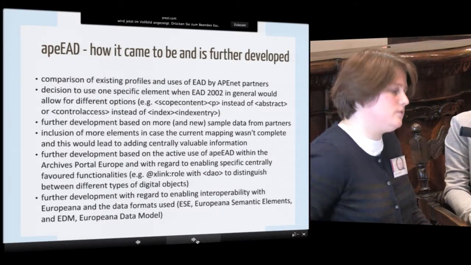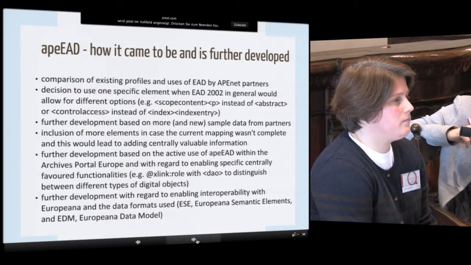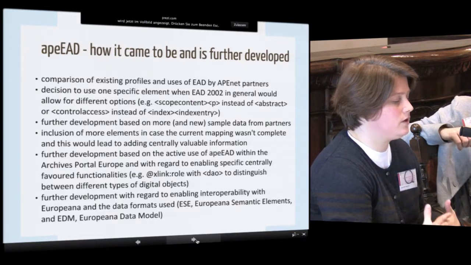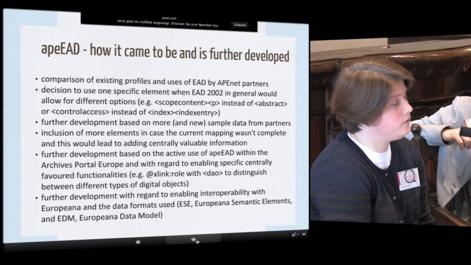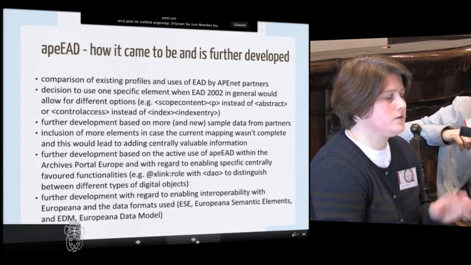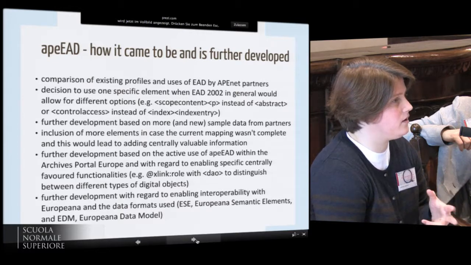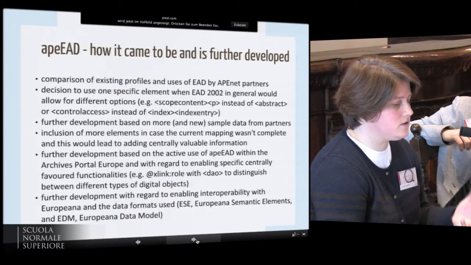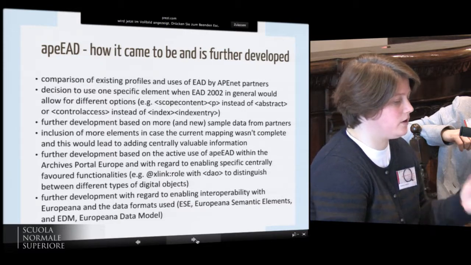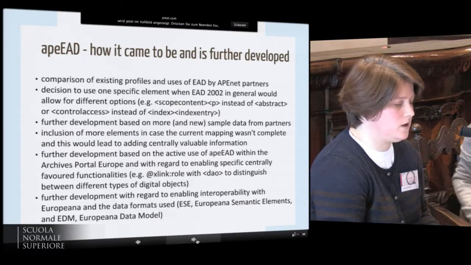How did it come to be and how is it further developed? In the APENET project, when we started all this, we actually started with comparison of the existing profiles on uses of EAD by different APENET partners. And then we took some decisions to use one specific element where EAD in itself might allow different options. So for instance, we decided to use scope content in general instead of abstract, or we decided to use control access instead of index tree entry.